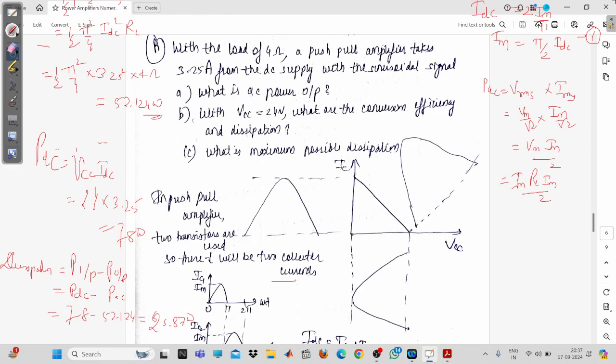So now you can calculate the conversion efficiency. You can easily calculate the conversion efficiency. So conversion efficiency means what?